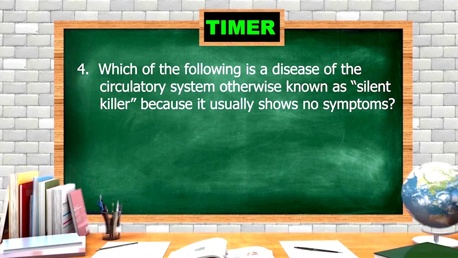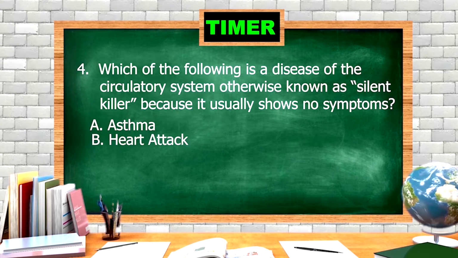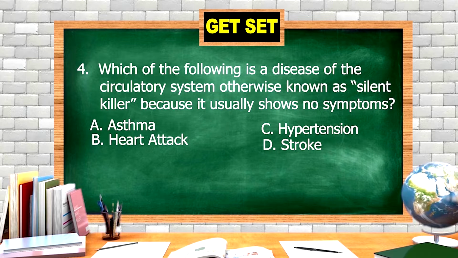Question 4. Which of the following is a disease of the circulatory system which is otherwise known as a silent killer because it usually shows no symptoms? A. Asthma. B. Heart attack. C. Hypertension. D. Stroke.